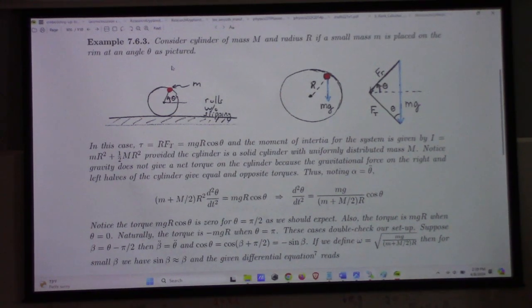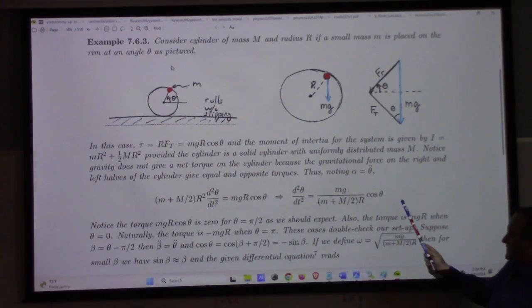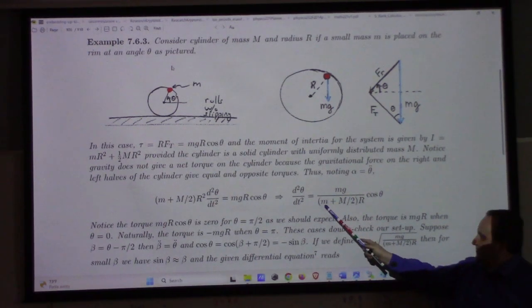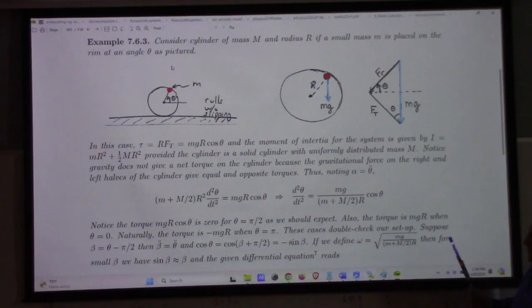So anyway, after all that, I'm faced with this lovely differential equation. d squared theta dt squared is mg over the sum of m plus M over 2, times r, times cosine theta. Now, I would love to tell you that when you take differential equations, you're going to learn how to solve that, but that's just not true. This equation's too hard for us.